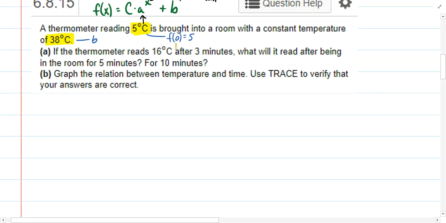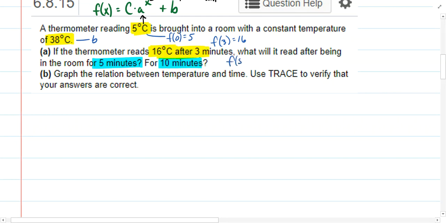Some additional information is needed in order to solve this problem, and we are told in part A that the thermometer reads 16 degrees Celsius after 3 minutes. So the function evaluated at 3 minutes should be equal to 16 degrees. And with that preliminary information, we should be able to establish the function f of x and then be able to answer the question, what is the temperature at 5 minutes and at 10 minutes?